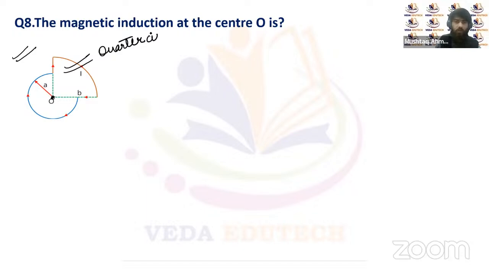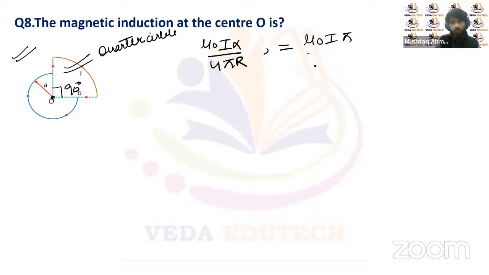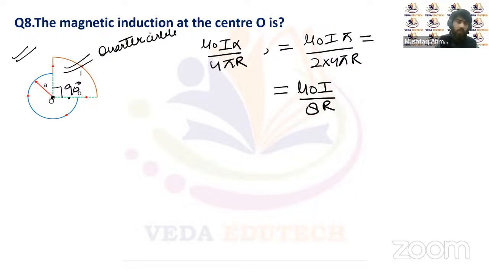Quarter circle, or it is an arc subtending an angle of 90 degrees at the center, right? So because of this quarter circle, the magnetic field will be mu naught I alpha upon 4 pi r. Now, the value of alpha here will be pi by 2. So mu naught I pi upon 2 into 4 pi r. So from here we can say that the magnetic field because of a quarter of a circle will be mu naught I upon 8r.